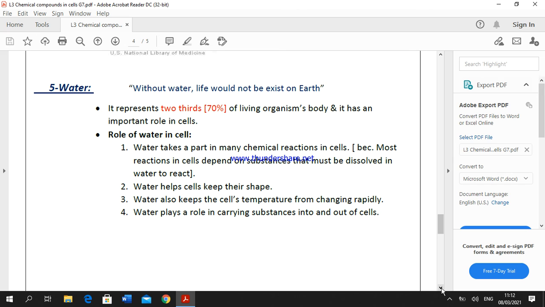Again, water has a very important role in our cells because water shares in many chemical reactions occurring in the cells, because most chemical reactions in the cells depend on substances that are dissolved in water in order to react or to enter the chemical reaction. Also, water helps the cell keep its shape, keeps the cell temperature constant, and plays an important role in carrying substances into and out of the cells.